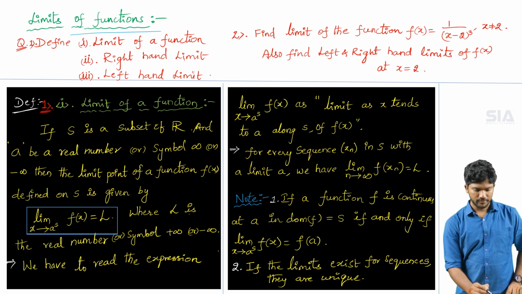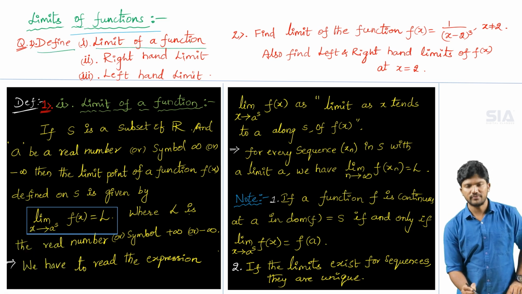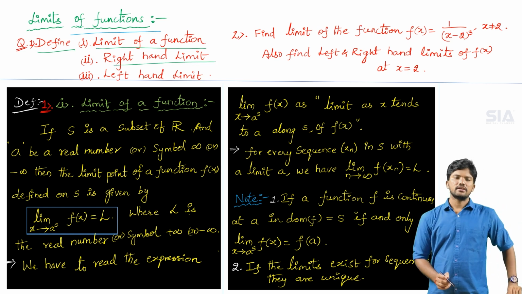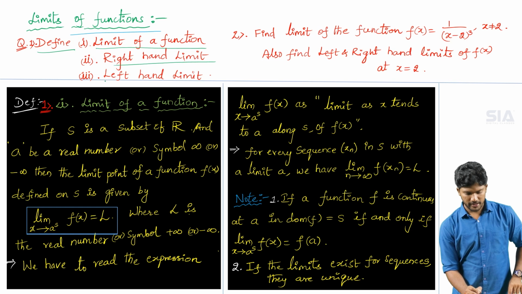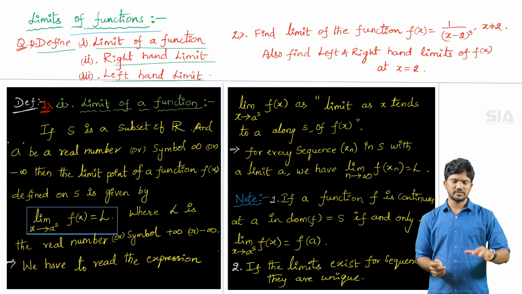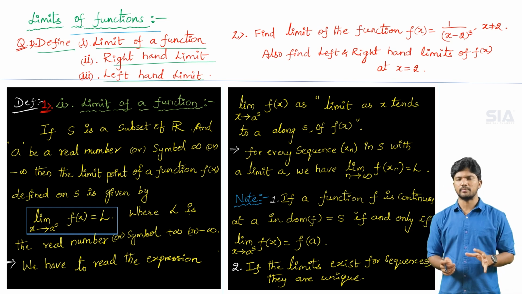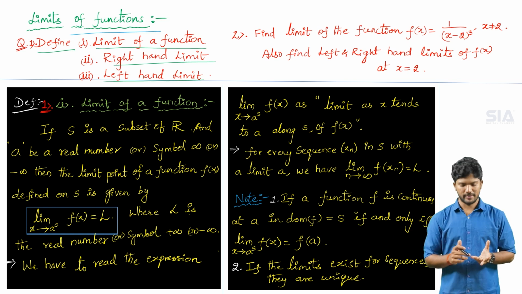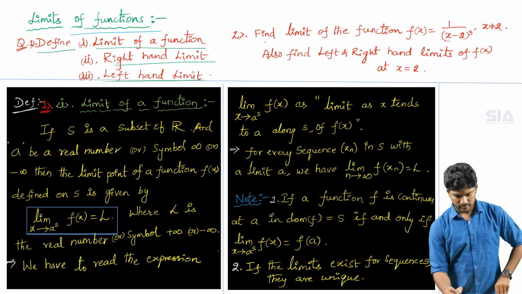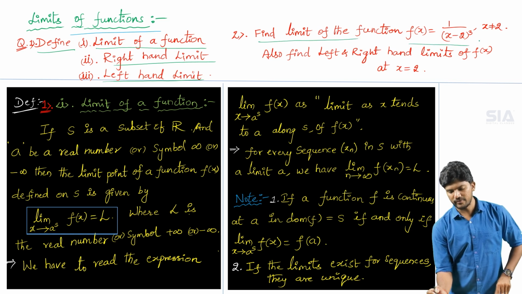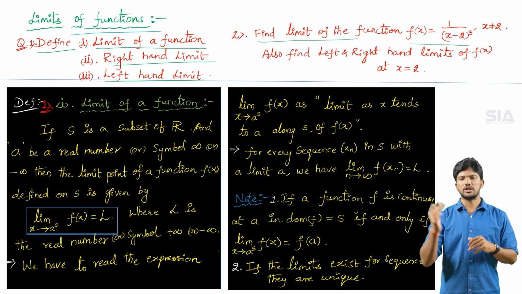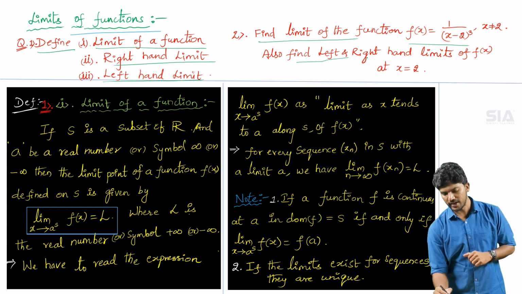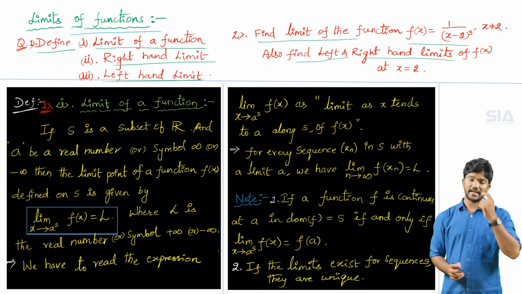Just observe carefully. Define the limit of a function, define right hand limit, define left hand limit. So these are the three definitions regarding the limit of a function, right hand side limit and left hand side limit. And the second question is, find the limit of the function f of x is equal to 1 by (x minus 2) whole cube for x naught is equal to 2, and also find the left and right hand limits of f of x at x is equal to 2.